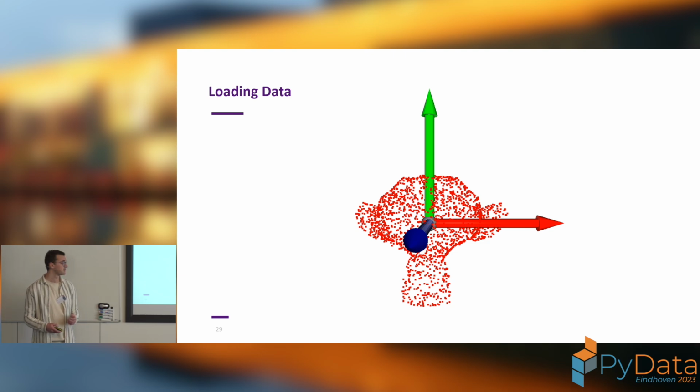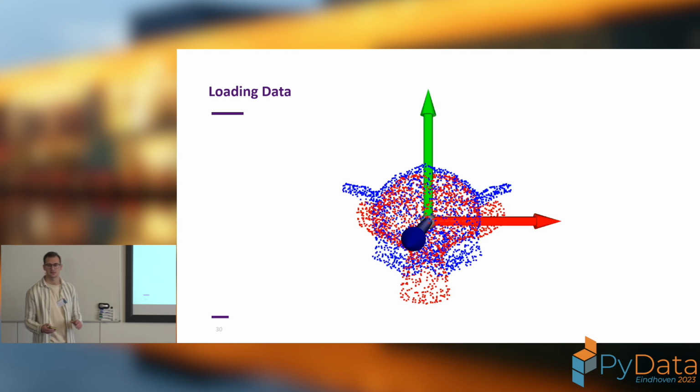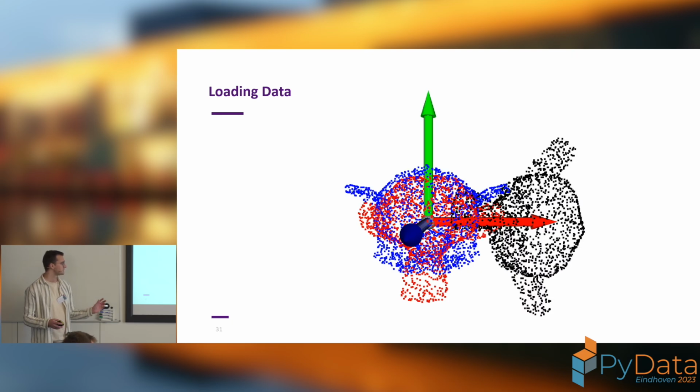You load your data in, and it looks like this. So this is the point cloud representation of the monkey. You can see it is nicely centered around the origin. What happens if we load in another one? Then you can see that things go wrong. And even if we add in another monkey, you can see they are not nicely aligned with each other.